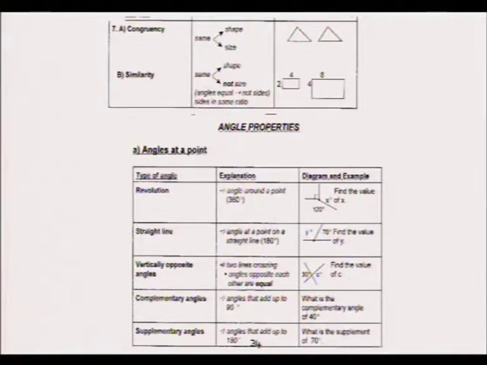Then angle properties. We have revolutions, straight lines, vertically opposite angles. Look at the diagram and the example. Complementary angles, they add up to 90 degrees. Supplementary angles, they add up to 180 degrees. There are some questions, you can answer those questions.